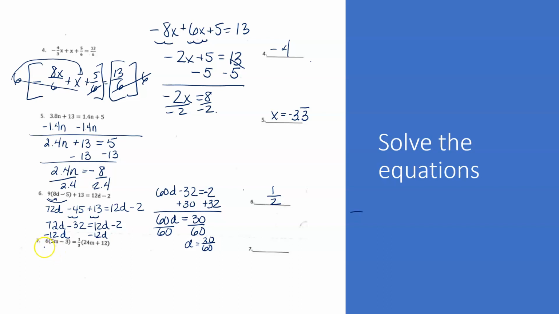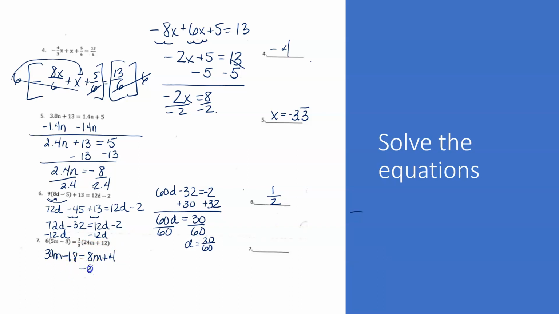Here we're going to distribute again for number 7. 6 times 5m is 30m. 6 times negative 3 is negative 18. I'm going to take 1/3 of 24m, or 24m divided by 3, and I get 8m. 12 divided by 3 is 4.